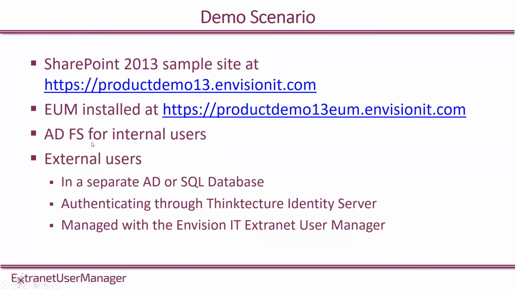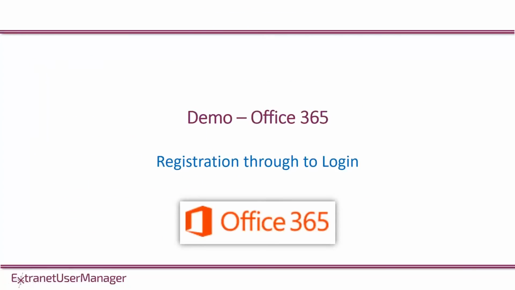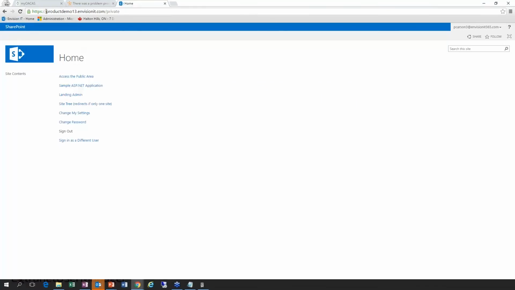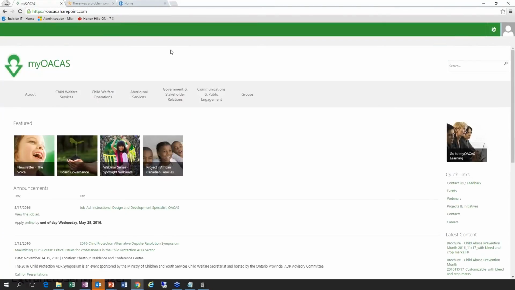I showed you a bit of the ADFS for internal users and how that works, where those users get stored and how they get managed through there. From an Office 365 point of view, I've already taken you through some of that process. I don't think we really have time to go through the whole registration and login. If we think back to the ocas.sharepoint.com example that we went through, we started the registration form. We didn't register a new user. We logged in. We ended up in Office 365 with those credentials that were managed through Extranet User Manager.